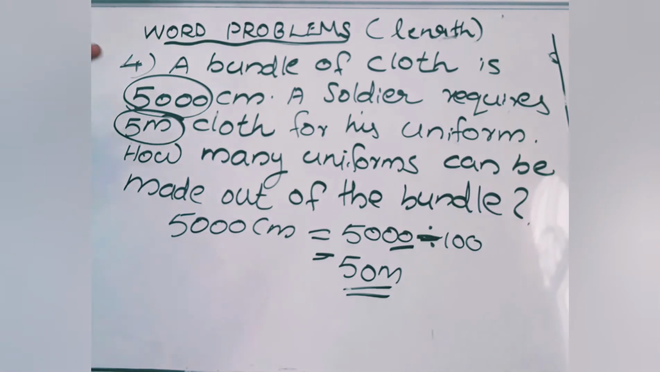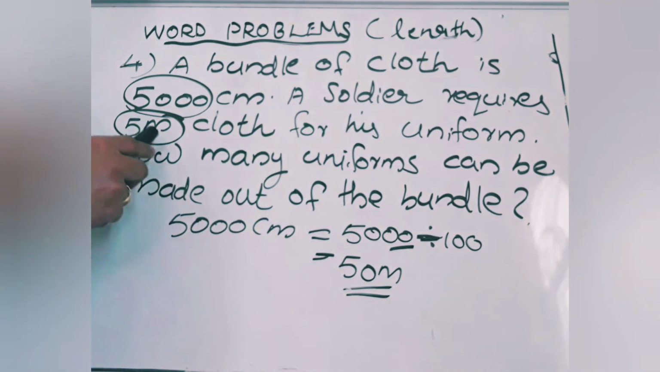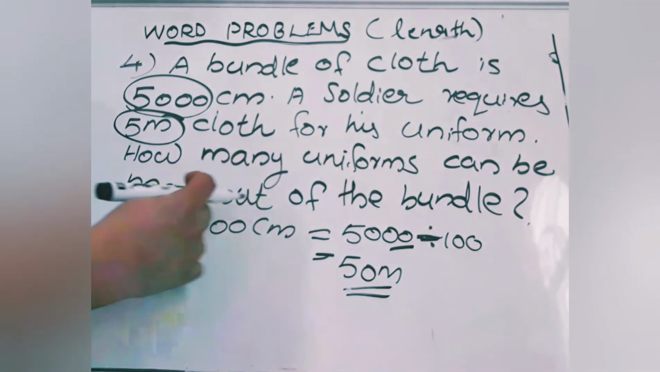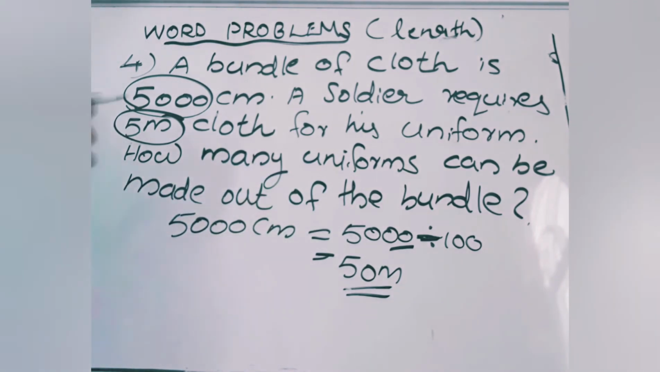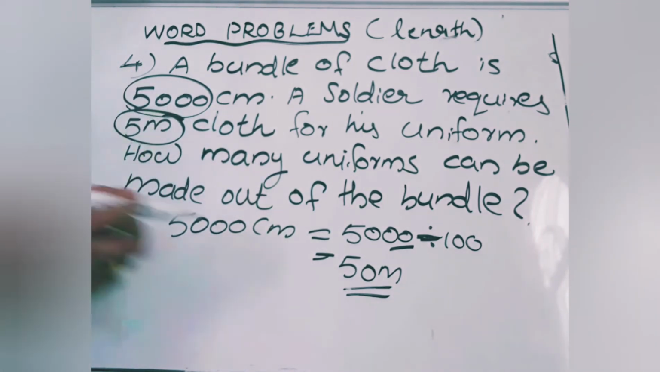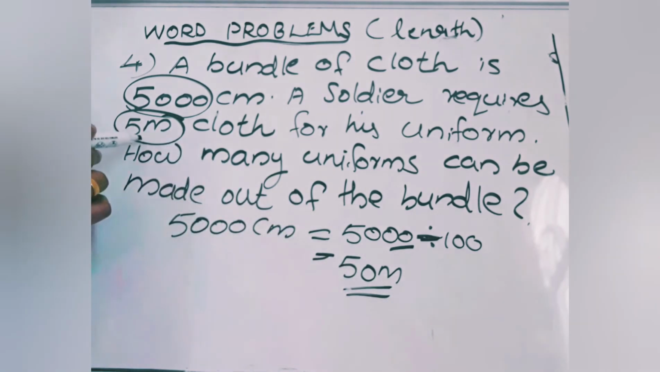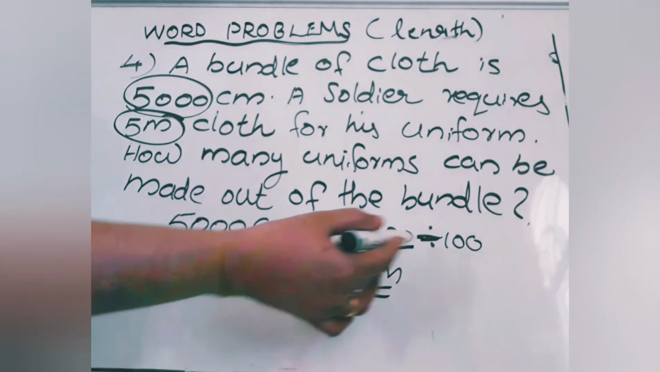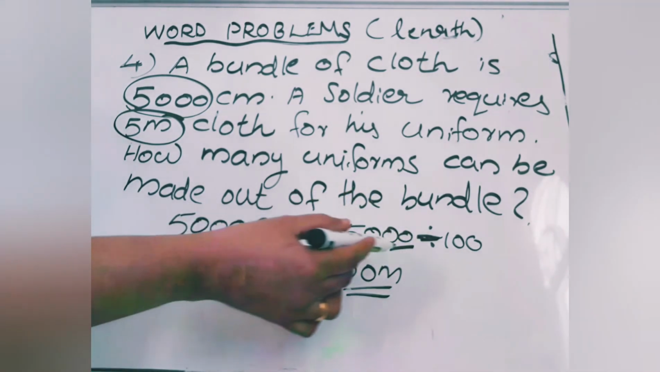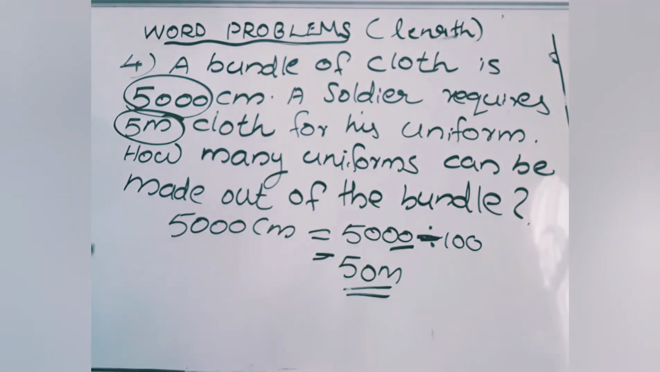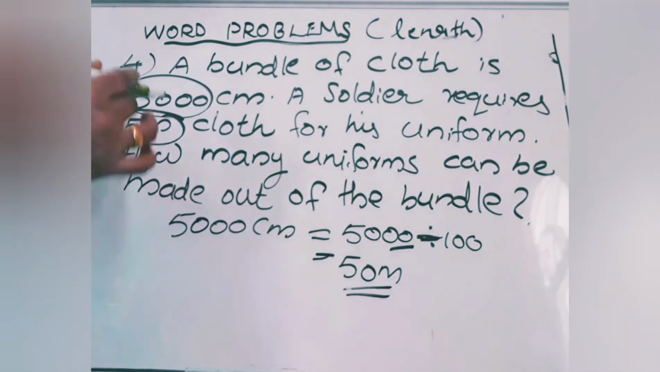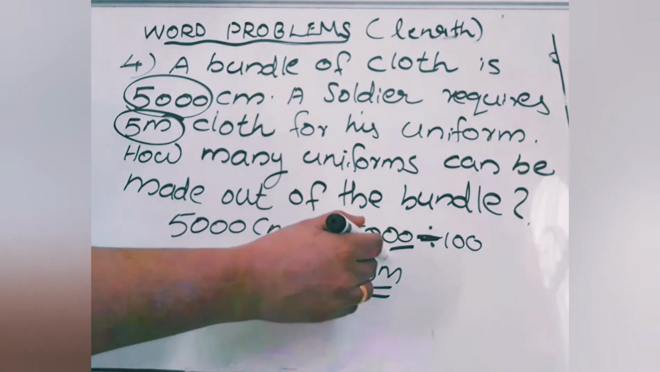Question number 4. A bundle of cloth is 5000 centimeter. A soldier requires 5 meter cloth for his uniform. How many uniforms can be made out of the bundle? So the total length is 5000 centimeter. We will make it in meter because the other unit is in meter. So 5000 centimeter is equal to 5000 divided by 100. Last 2 digits you have to underline. This we have already discussed in conversion. So what you did not underline is 50 meter. 5000 centimeter is equal to 50 meter.